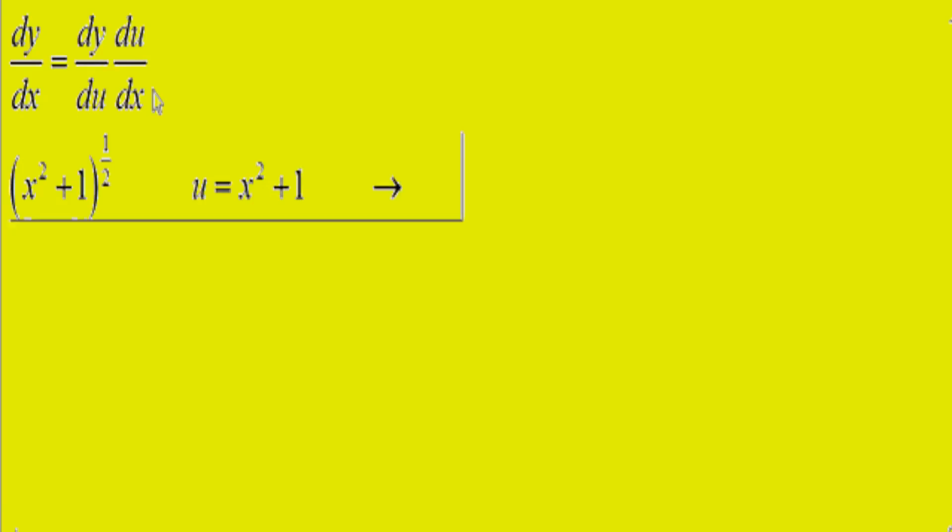But what does this mean? If you have a composite function, let's say x squared plus 1 to the 1/2, same one we had last time, written a little differently. Basically, you make a u substitution. You say that u is equal to x squared plus 1. Now you make a substitution, and this turns into u to the 1/2. So it's now a function of u, still y equals u to the 1/2.